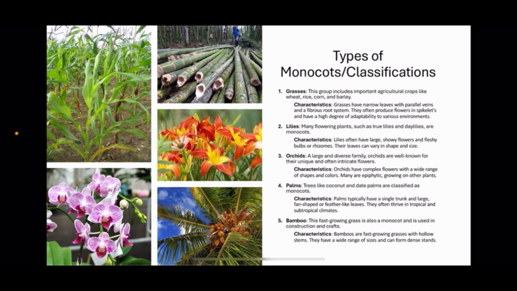Bamboo is the last type of monocot. They are fast-growing grasses and are used in construction and crafts. Bamboos are fast-growing grasses with hollow stems. They have a wide range of sizes and can form dense stands.